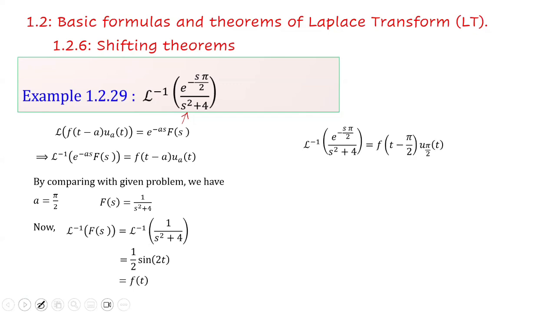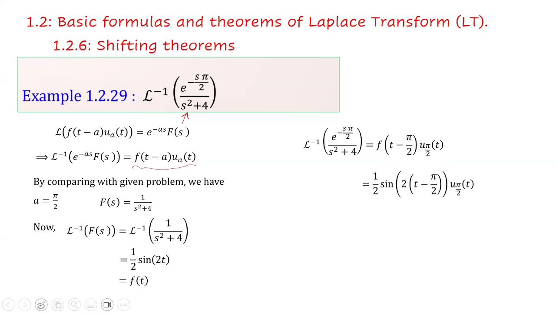And then we take this as f(t), and the whole Laplace transform is equal to f(t minus pi over 2) u pi over 2(t), because it is t minus a and u a(t). So a is equal to pi over 2. So therefore f(t minus pi over 2) u pi over 2, and then you will get here half sine 2, because it is sine 2t. So half sine 2 (t minus pi over 2) u pi over 2.